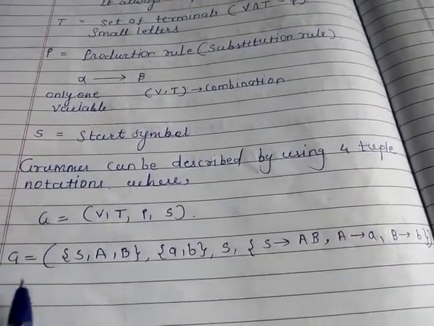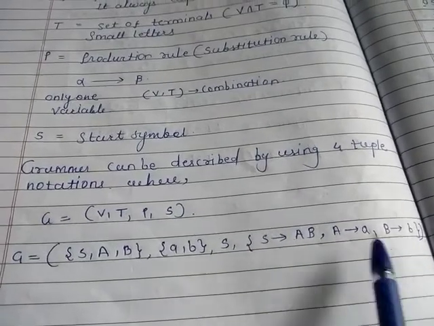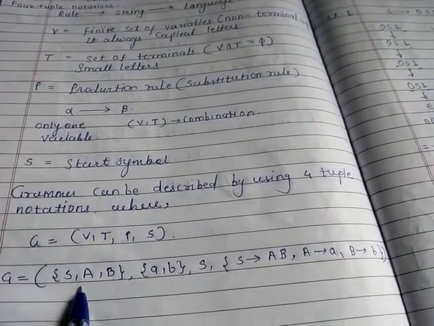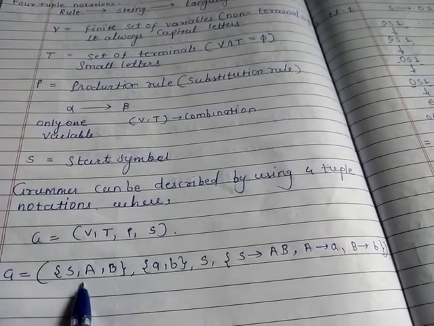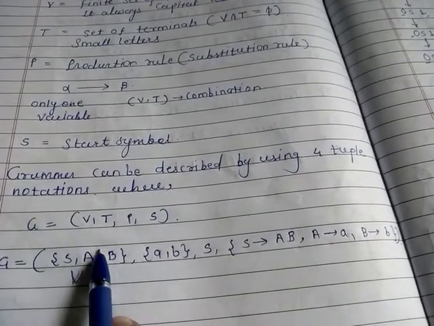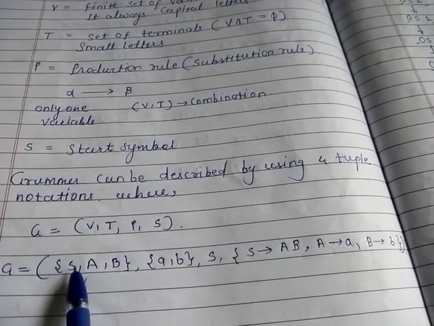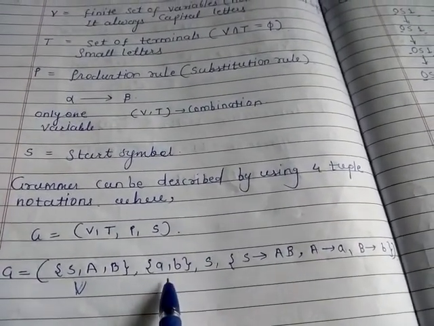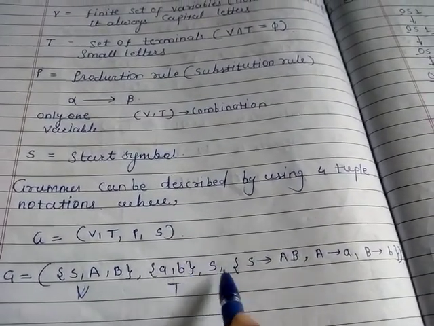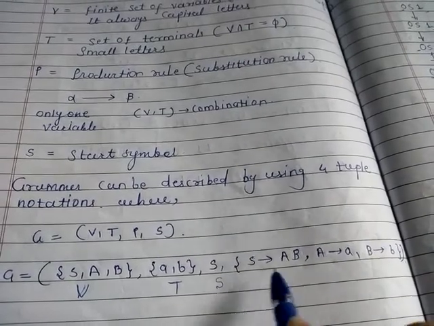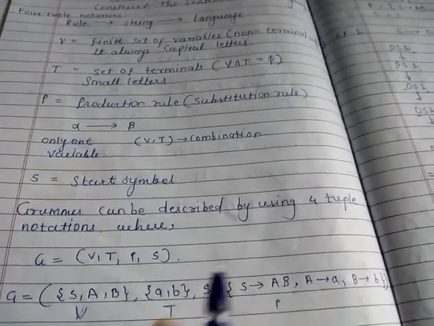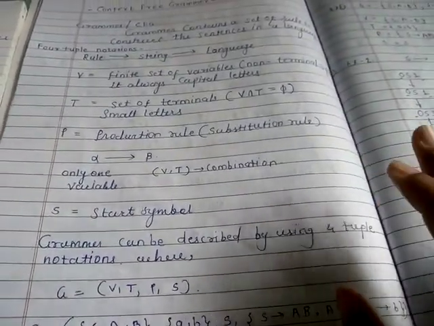So by using this example, we will see what these four tuple notations are. The first notation is the non-terminal symbols, that is capital V. So capital V is the non-terminal symbols which are always in capital letters. The terminal symbols, that is T, are always in small letters. S is the start symbol and P is the production rule. So this is the production rule. So this is the formal definition of a context-free grammar.